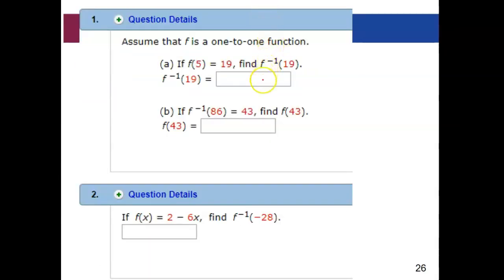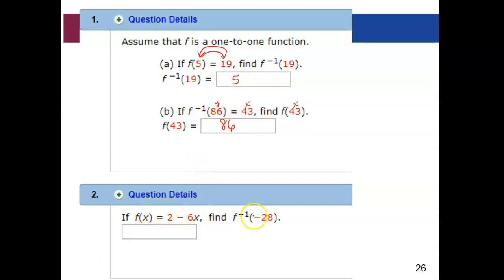Okay, so here's a couple to practice with. If we're wanting to find the value for f inverse of 19, then that's just going to be 5 because f inverse undoes whatever f did. So f sends us this way, f inverse sends us back. Okay, so if f inverse is 86, this is the Y and this is the X. So now, if this is the X, then I need to find the Y. So that's going to be 86.